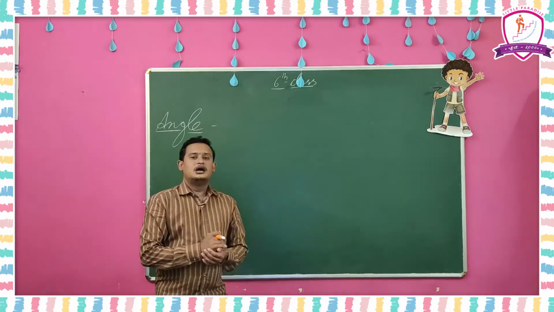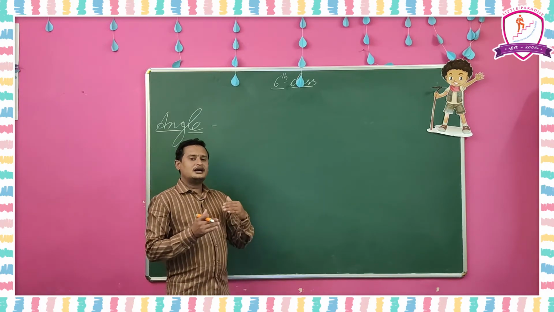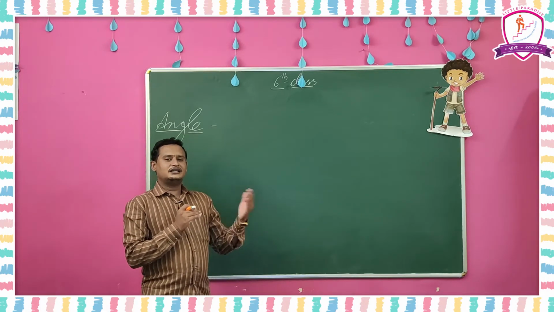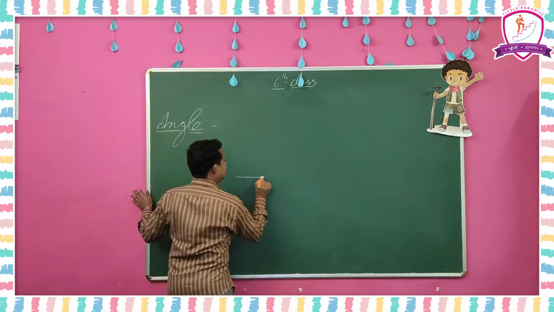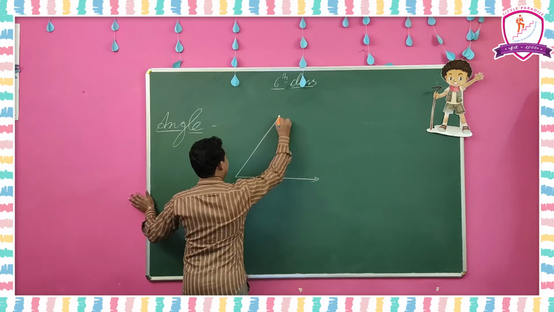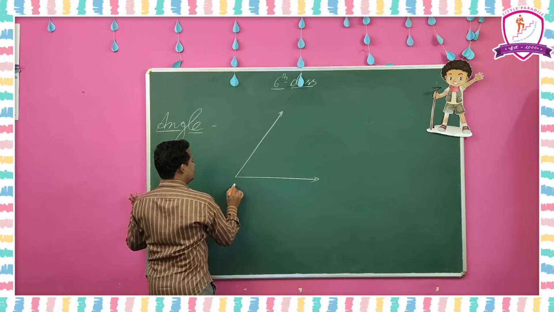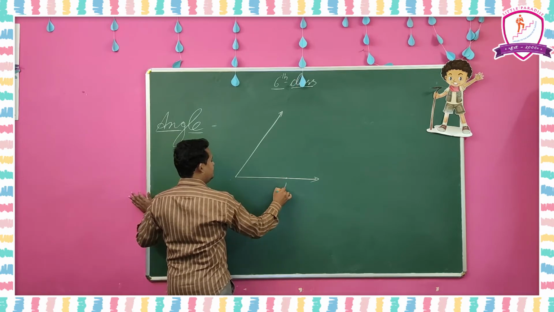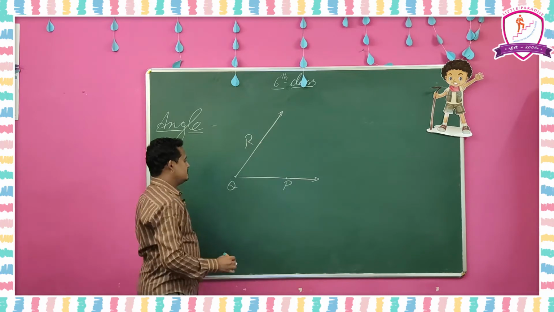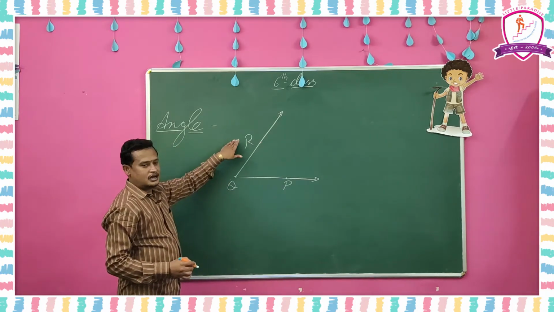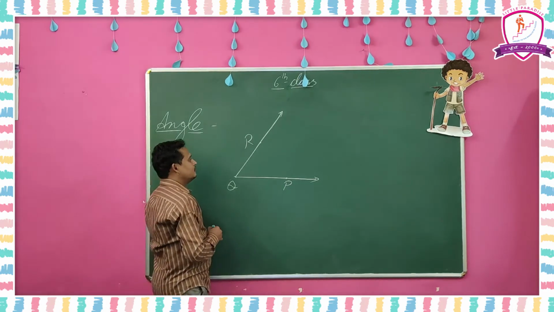Understand? Next, after naming of the angle, we are going to discuss the interior region and the exterior region of the angle. Now I am going to form an angle here, PQR. This is angle PQR or RQP. You can read it either way.